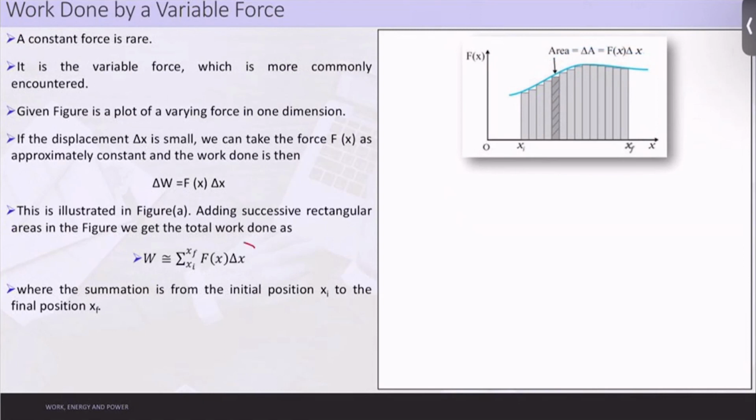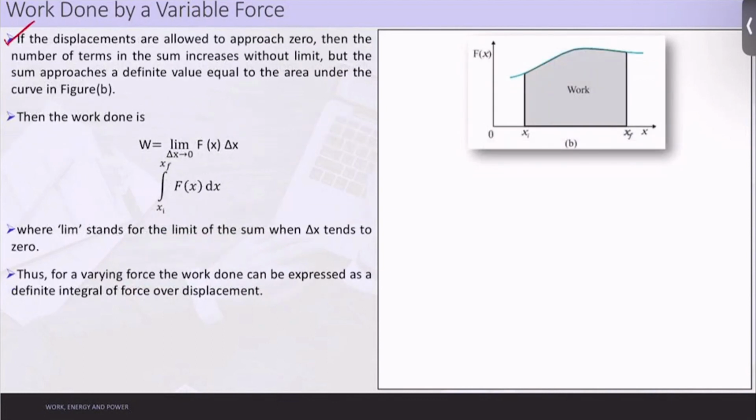Basically, there will be a large number of additions which we need to do if we perform this addition, which has been explained in the next slide by this summation usage. But the sum approaches a definite value. The sum will be a definite value, but it would require a large number of additions to be done. So what is this definite value? This value is nothing but the area under the curve, which is explained in figure B.